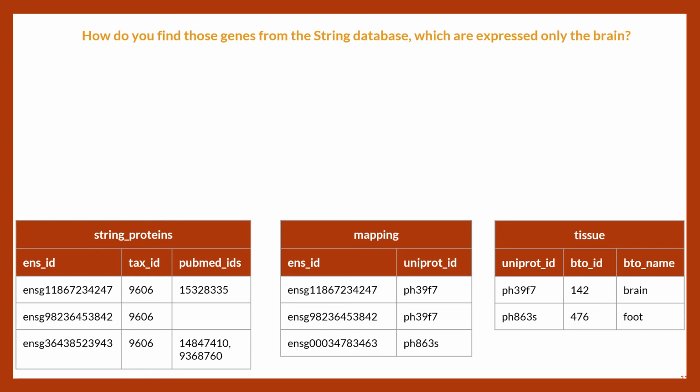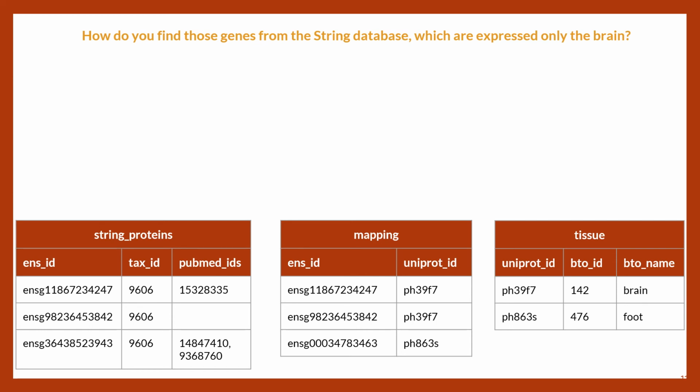Here is the clue. We have these three tables, one which contains the information from the STRING database. The second table is actually a mapping table which contains the different types of protein IDs from different sources, Ensembl and UniProt. And the third table includes the tissue information about the protein. The problem here is that the first table has only Ensembl IDs, but if you see the tissue table, it has only UniProt IDs. So somehow we have to connect them together. That's why we need the mapping table between them.